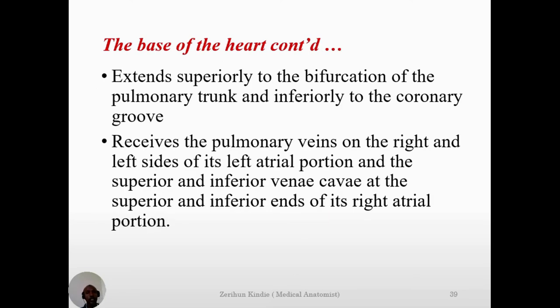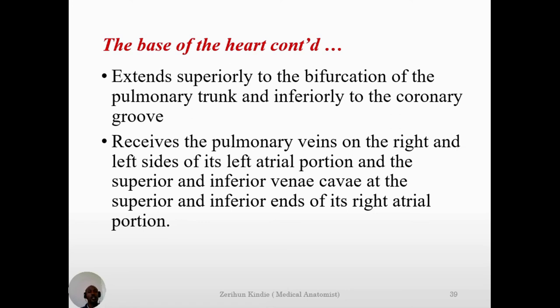The base of the heart extends superiorly to the bifurcation of the pulmonary trunk, and inferiorly to the coronary groove. The base of the heart receives the pulmonary veins. At the base of the heart, we can get the four pulmonary veins, two right and two left pulmonary veins. We can also get the roots of the superior and inferior vena cava.